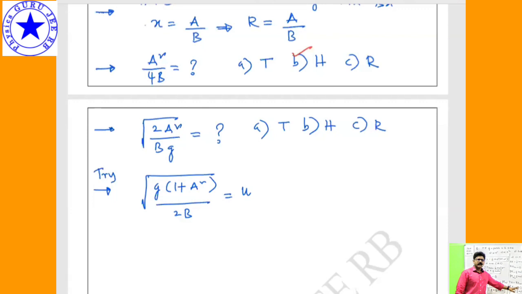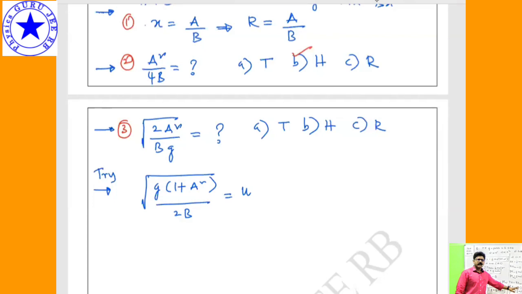And what is the second one? Let me take the first one, the second one, the third one. Can you tell me now? First one is completed. Second one completed. Third one, right? Anybody?